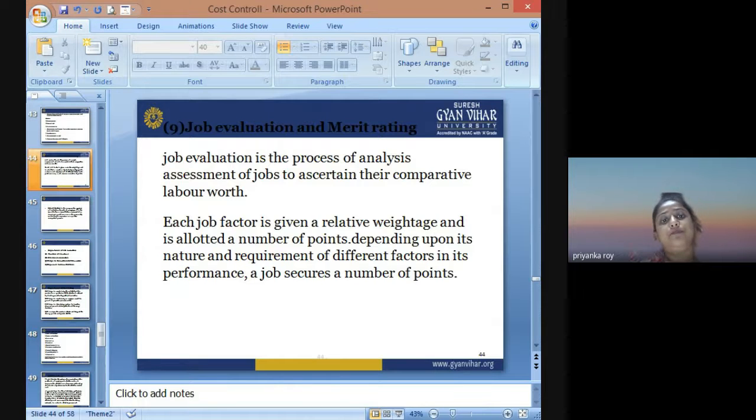Job evaluation and merit rating. Job evaluation is the process of analysis and assessment of a job to ascertain its comparative labor worth. Each job factor is given a relative weightage and is allotted a number of points depending upon its natural requirement of different factors in the performance. A job secures a number of points.